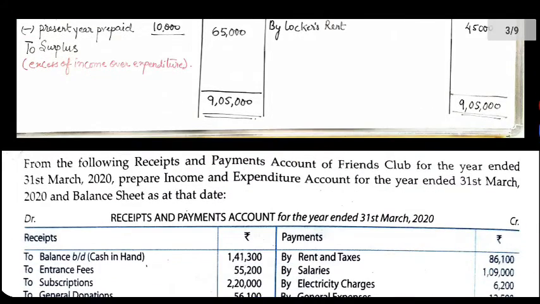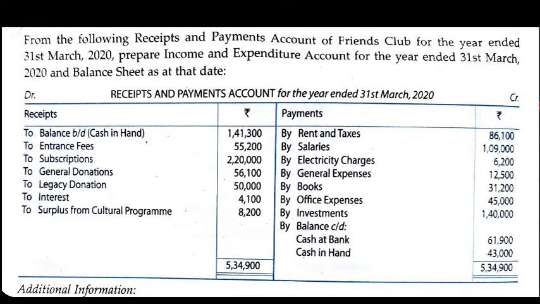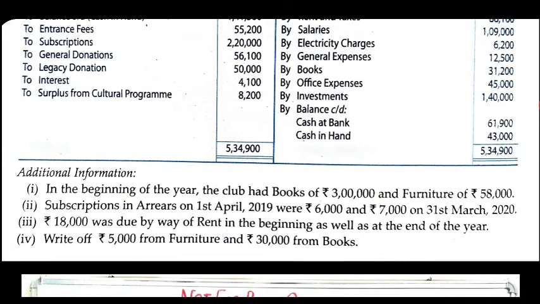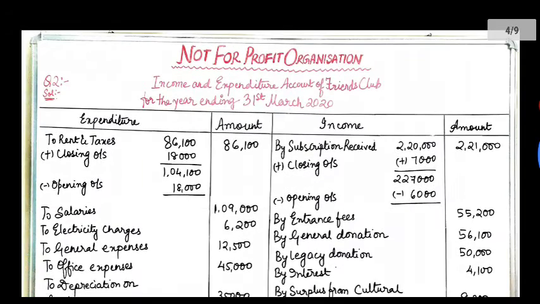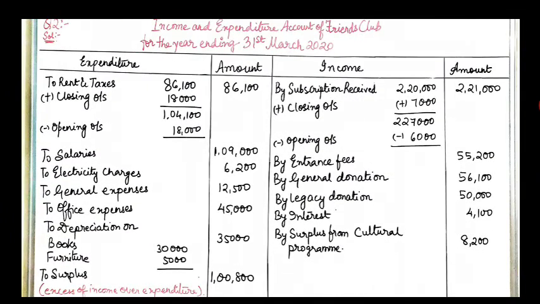Then moving on to the next question, question number 2. From the following receipt and payment account of Friends Club for the year ended 31st March 2020, prepare income and expenditure account for the year ended 31st March 2020 and balance sheet as on that date. The receipt and payment account is given and some additional information is also given. So moving on to the solution, first let us prepare the income and expenditure account.